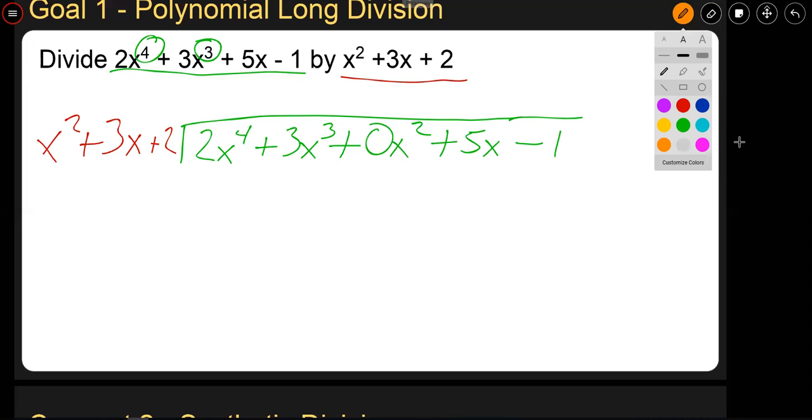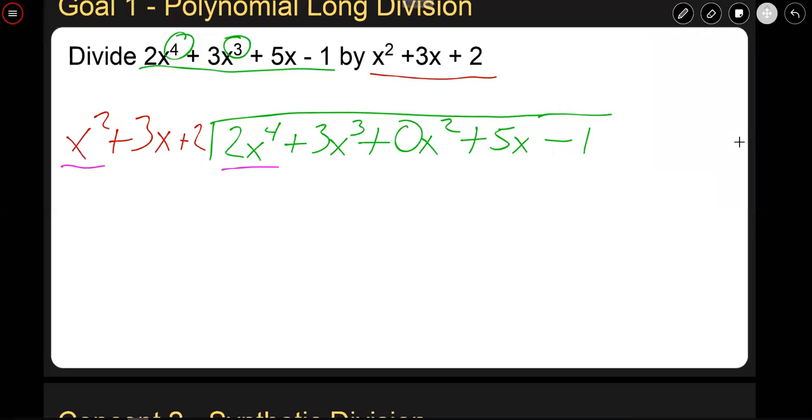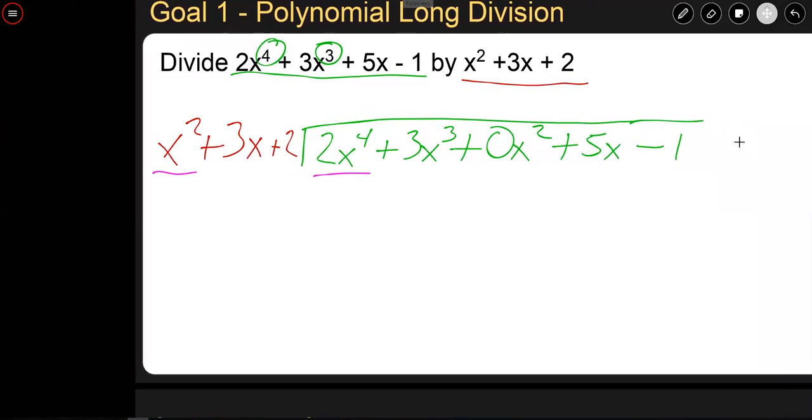As I work through this problem, instead of comparing the whole divisor to the dividend, all I'm going to compare is the first value, the highest value. Because remember, we want our polynomials in standard form where the highest degree is first. So x squared is my highest degree on my divisor. I'm going to compare that to the highest degree on the dividend. So I'm looking at x squared and 2x to the fourth.